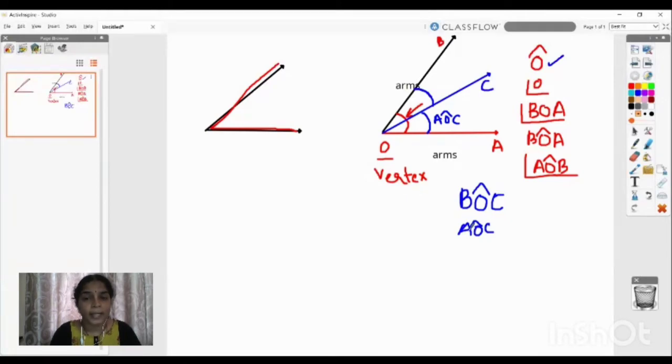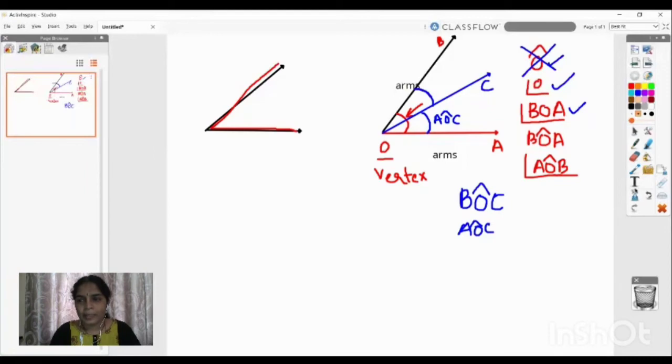So, at a vertex, if we have more than one angle, you cannot use just the vertex name to refer to the angle. If only one angle is there, you can say it as BOA also or just angle O also. That time there will be no problem. So first thing is that.